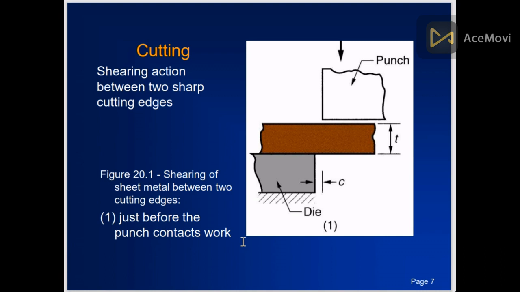Now, first of all, what is cutting? It is shearing action between two sharp cutting edges. This is the visualization. This is the punch and this is the die. When the punch comes downward, it applies force. This is the position just before touching the sheet.